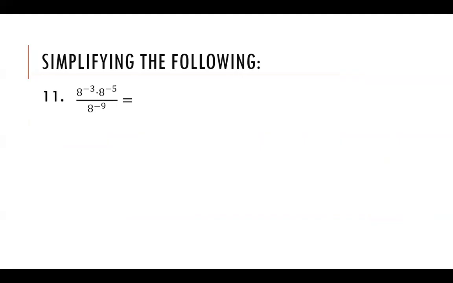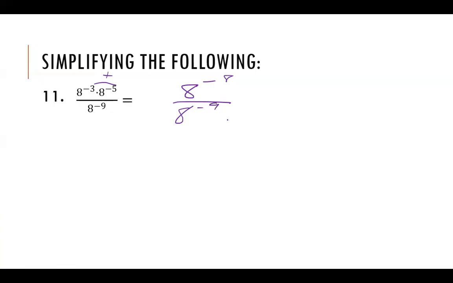Product rule. I'm going to use the product rule. The product rule tells me I'm going to do what with these powers? Add them. So in the top, we now have 8 to the negative 8 over 8 to the negative 9.